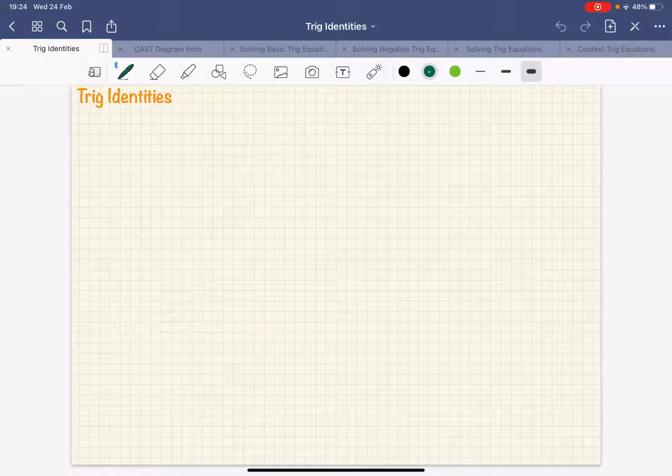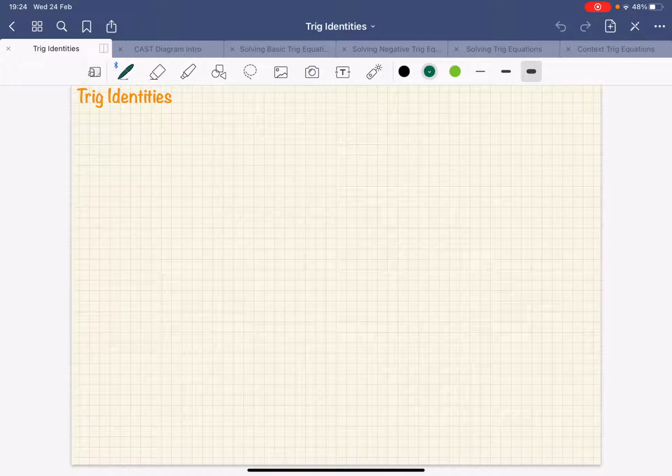Okay, so trig identities. In this video, we're going to look at two trig identities. Essentially, these are two little expressions to help us simplify certain equations that we could come across.